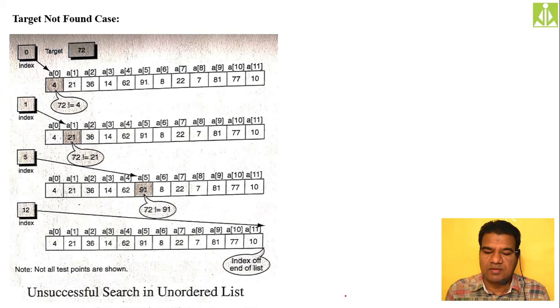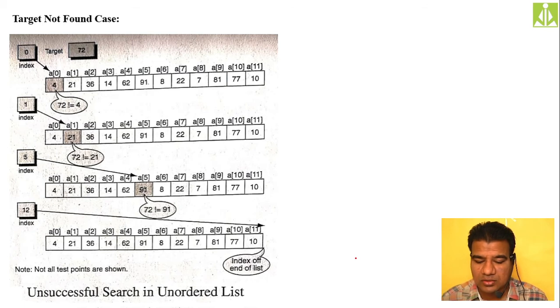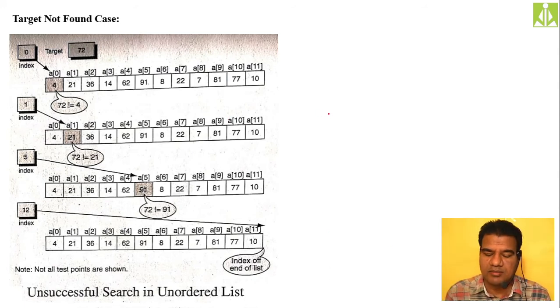Again, we are starting from the leftmost element. Target 72 also is there. Okay, no, it is not there. So the target is 72. Where is my marker? Yeah, here it is. Many times I am getting confused with this marker.